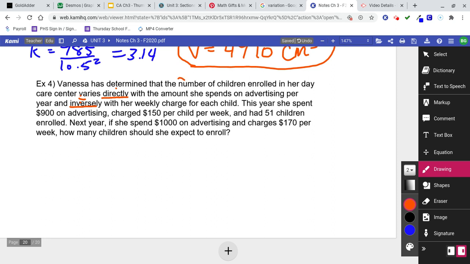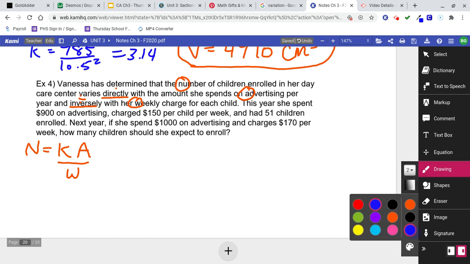The number of children, so I'll use an N, enrolled in her daycare center varies directly with the amount she spends on advertising per year and inversely with her weekly charge for a child. So I'll just use these. The number of children is going to vary directly with the amount she spends on advertising and inversely with the weekly charge. So I'm setting it up like that. Step 1, write the formula.